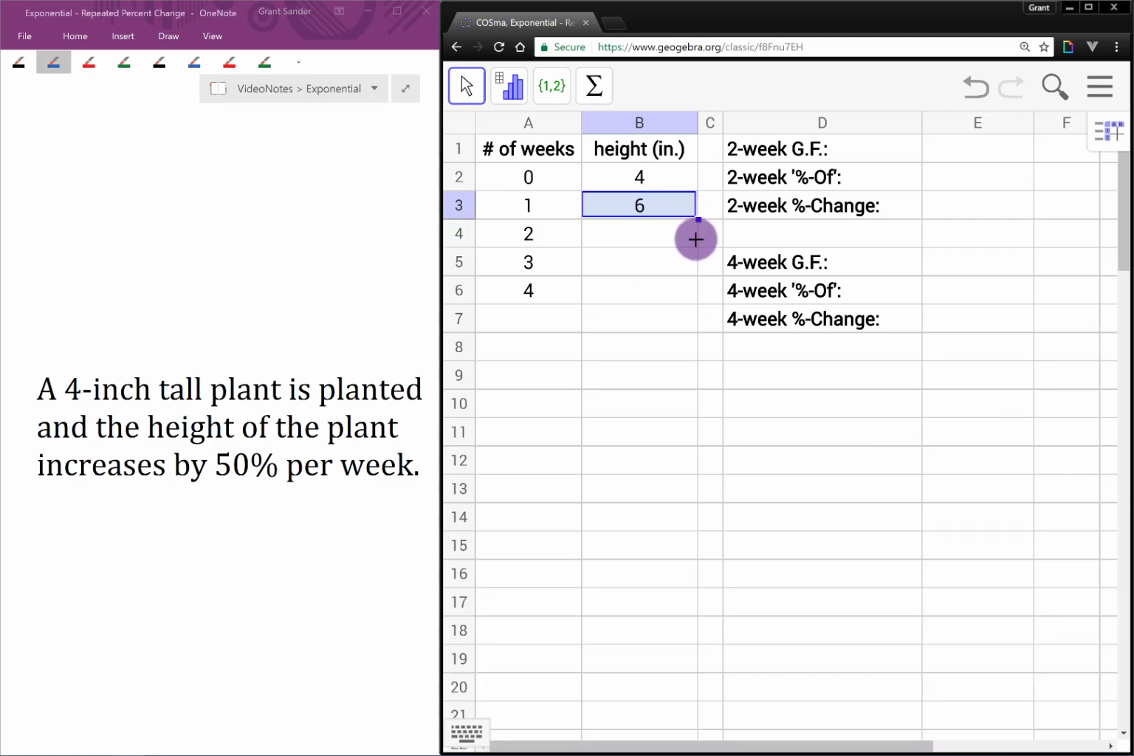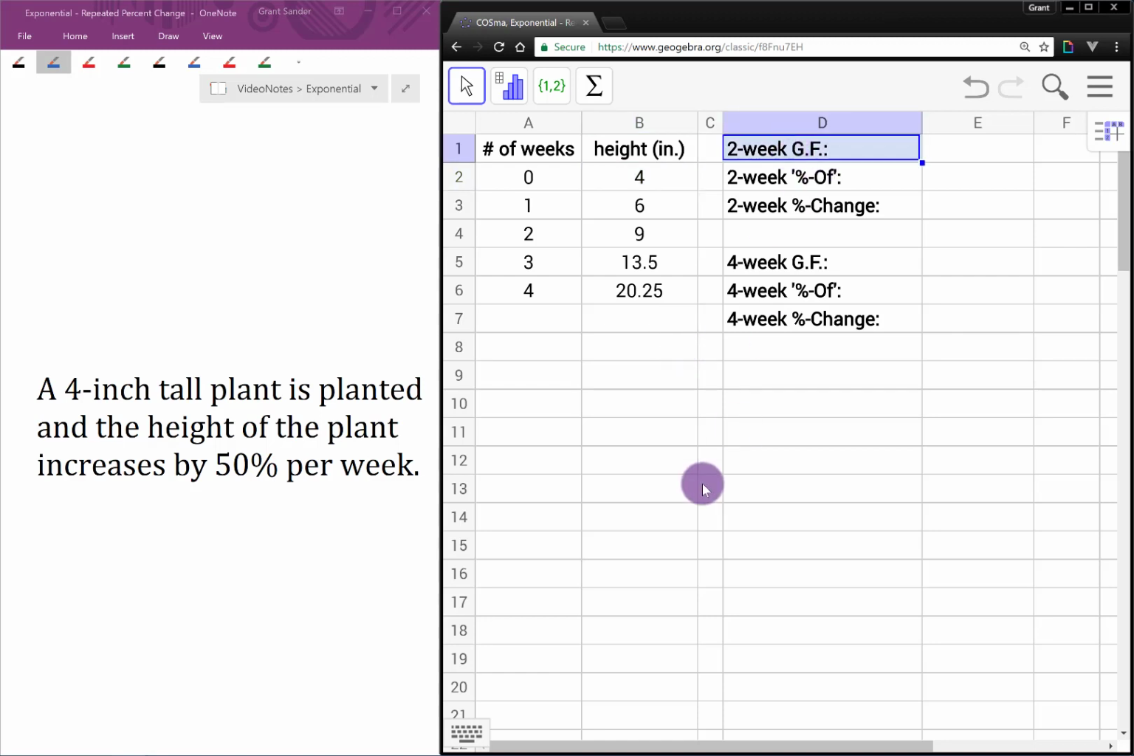And then we'll let the spreadsheet do the rest of these computations for us. So we'll just tell it each time 1 week passes, multiply that starting height by 1.5. So we see here that the height of the plant is actually increasing by more and more inches each week that passes. Since any time 1 week passes, the height becomes 1.5 times as large, we say that the 1 week growth factor is 1.5.